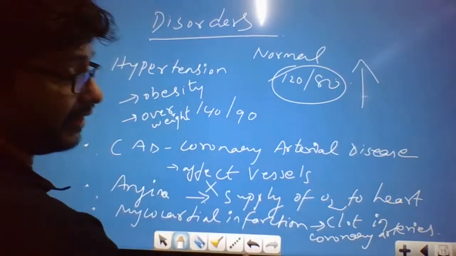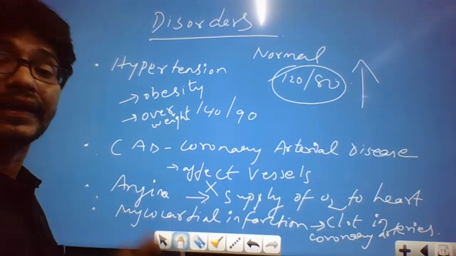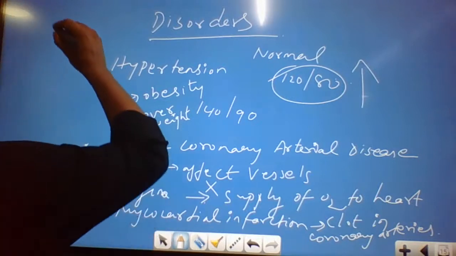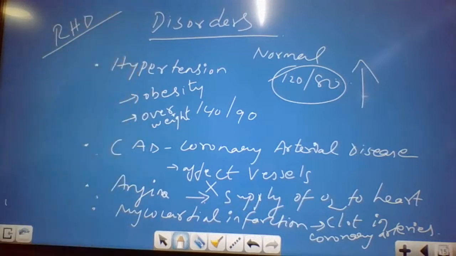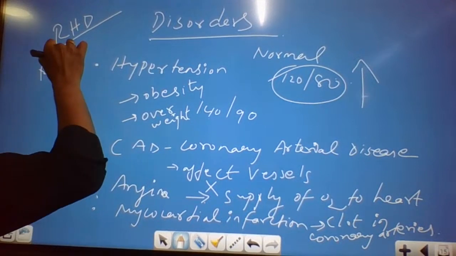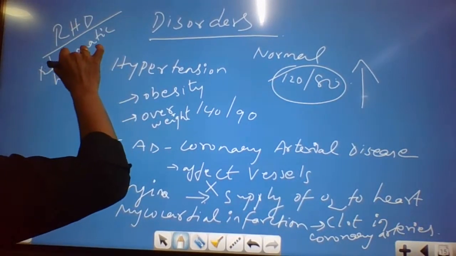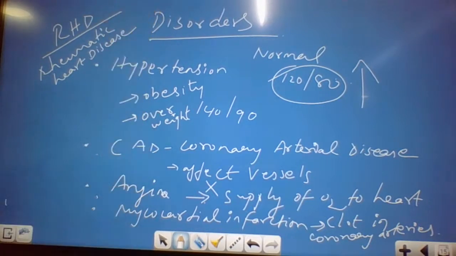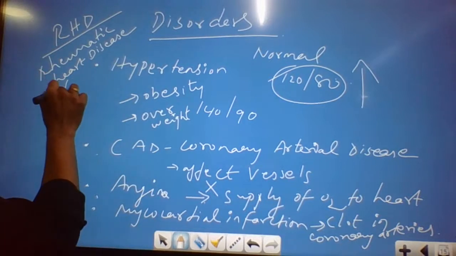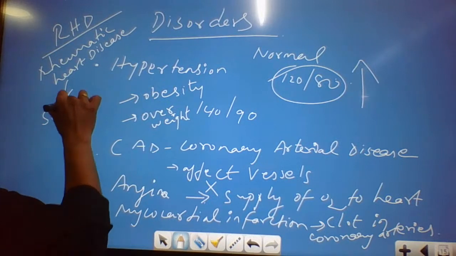Apart from this, there are certain diseases which can even be caused by some microorganisms. For example, take RHD. If you ask what RHD is, it is rheumatic heart disease. Rheumatic heart disease is usually caused by certain groups of bacteria like streptococci.